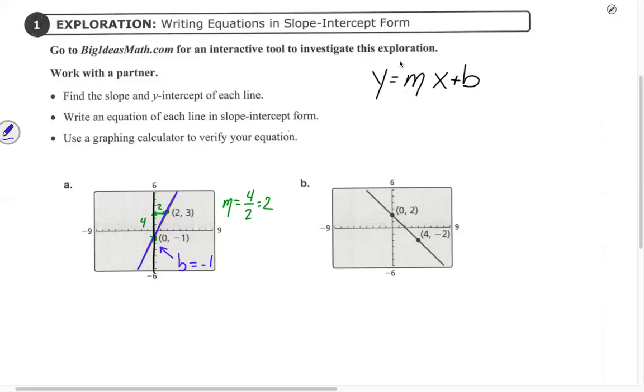Now that I have m and I have b, I can write the equation of the line. So I write y equals, m is 2, so y equals 2x, and my y-intercept is -1. So y equals 2x minus 1. That's it. We okay with that?